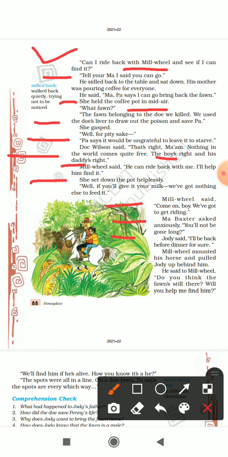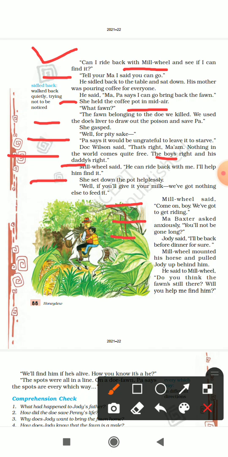He said to Millville, do you think the fawn is still there? Will you help me find him? So after listening to that, Millville said, come on boy, and they both rode off on the horse. Ma Baxter, because the name of the father of Jody was Penny Baxter. So here Ma Baxter is used for his mother. So Jody's mother said anxiously that you should not be late and come earlier. Jody said, I'll come before the dinner for sure. And then they both went to bring the fawn from the jungle.